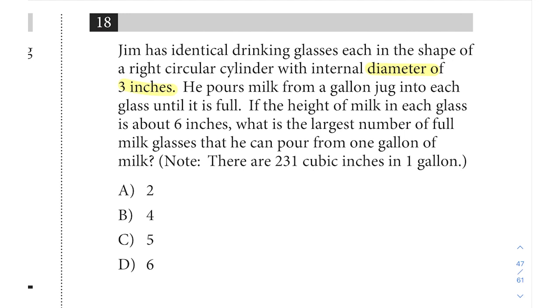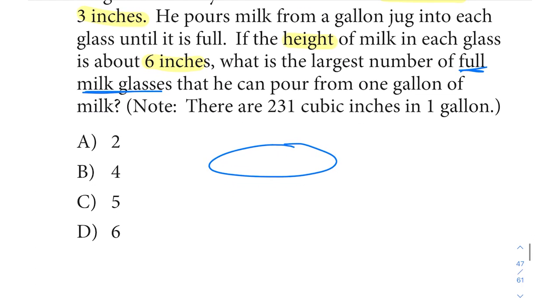Jim has identical drinking glasses, each in the shape of a right circular cylinder with internal diameter 3 inches. He pours milk from a gallon jug into each glass until it is full. If the height of milk in each glass is about 6 inches, so height of 6, diameter of 3, what's the largest number of full milk glasses that he can pour from 1 gallon of milk? And they give us a conversion factor here of 231 cubic inches in a gallon.